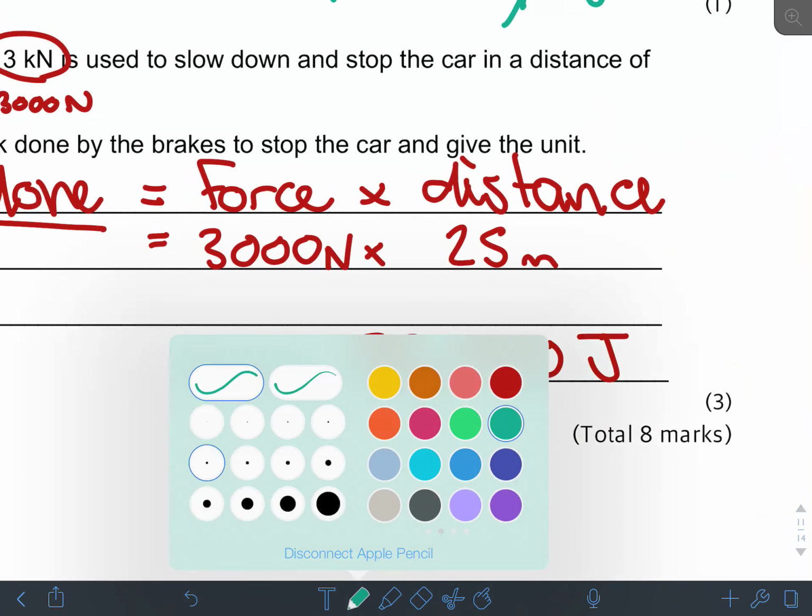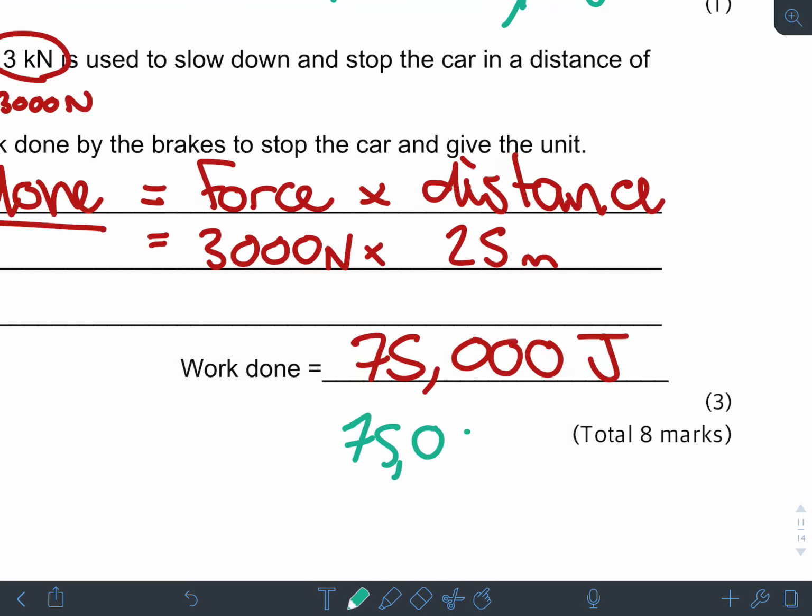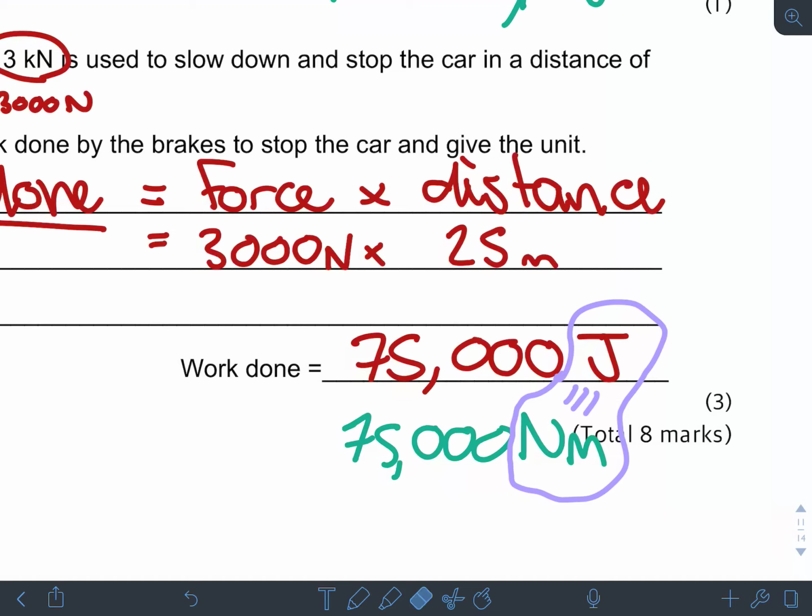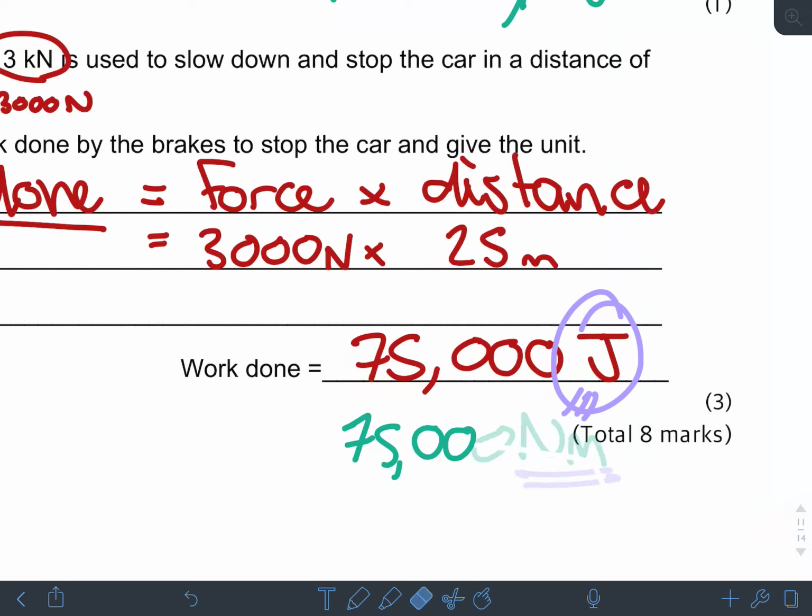Now, a few people wrote down the answer here as 75,000 newton meters. That's fine. Newton meters and joules are equivalent to each other. But if you're talking about work done, then you're talking about energy being transferred, and joules are the units for energy. So even though these things are equivalent, it's more correct to use joules. I gave you the mark for newton meters because we know it's correct, but it wasn't on the mark scheme. So just to be safe, if you're talking about work done, then always use joules.